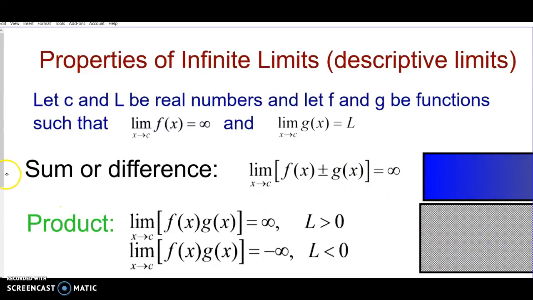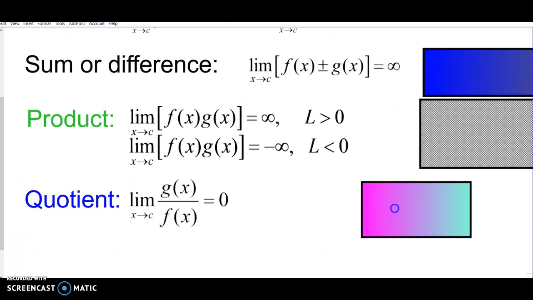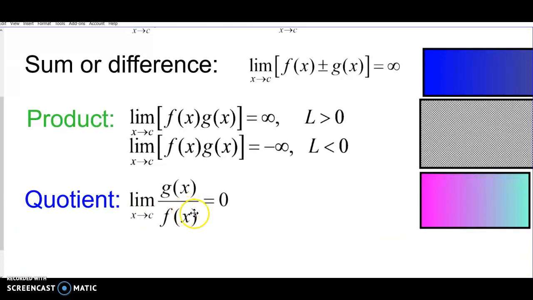Product. If I'm going to multiply them, so if I multiply their limits together, and assuming that L is a positive value, this will still be positive infinity. So a positive real number times infinity will be positive in terms of limits. If I'm multiplying them, and let's assume that L is negative in this case, then it will approach negative infinity. And last property, the quotient property. If I divide, remember g of x, that limit is L, doesn't matter if it's positive or negative, and let's say f of x is infinity. Well, if we keep dividing by really, really, really large values, it will equal 0.